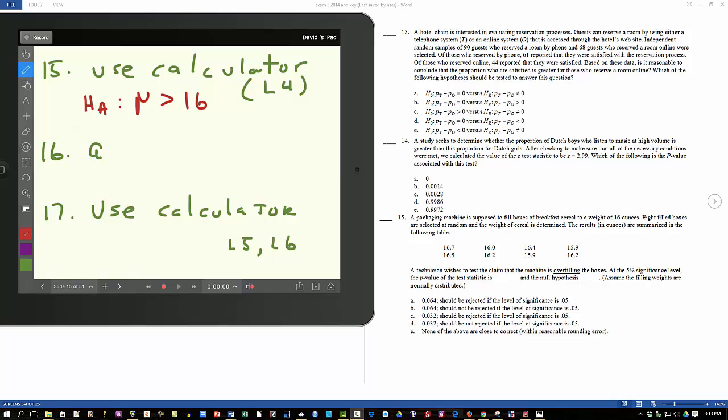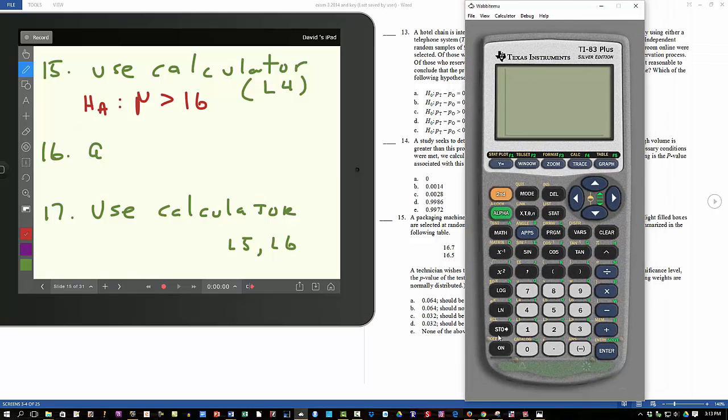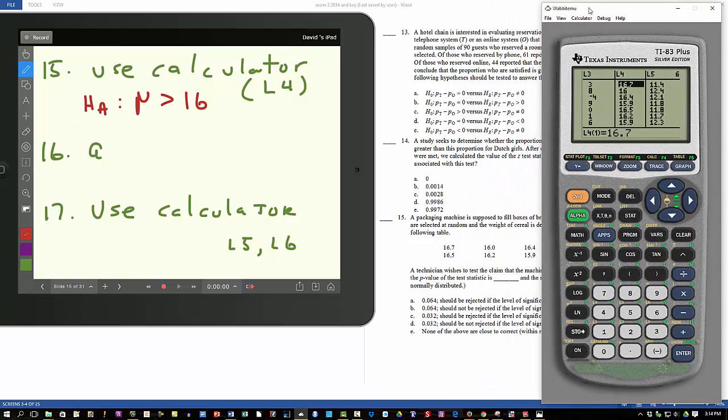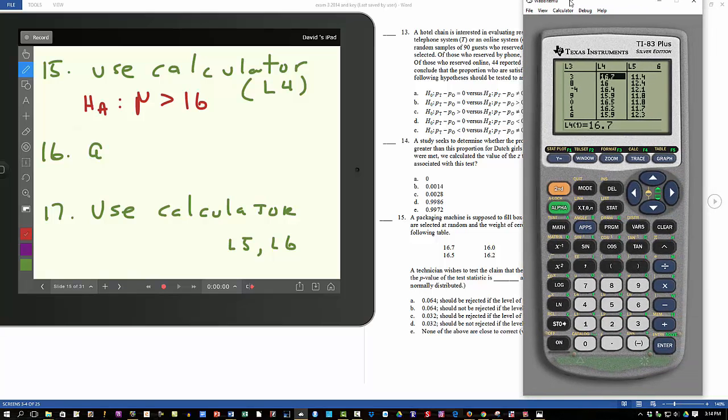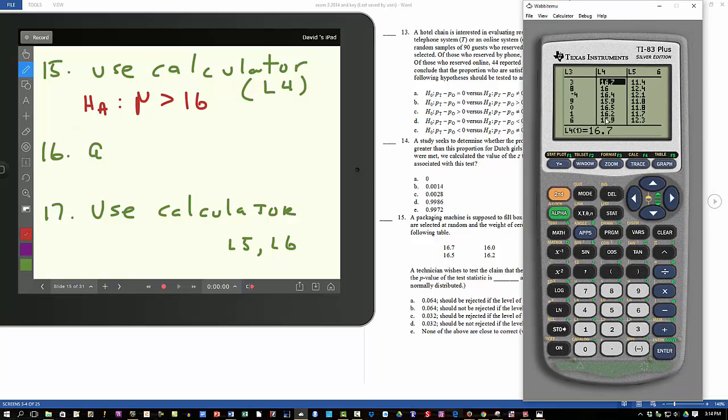And then I'm just going to go to my stat and edit. And I've already done this. In this case, I put all the numbers from this problem, the 16.7, 16, 16.4, and so on, into list 4. That's the only thing relevant for this. You can see I wrote that down over here. You can put them wherever you want; I put them in list 4.